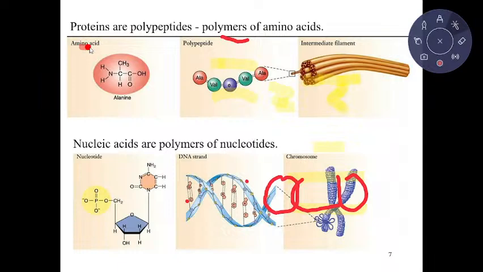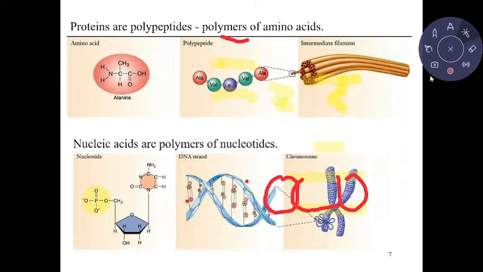Like one unit, we have taken alanine, an amino acid, and so many amino acids combined form a chain. It formed an intermediate filament. This is a protein filament that is present in the muscle, actually. So this forms a muscle.